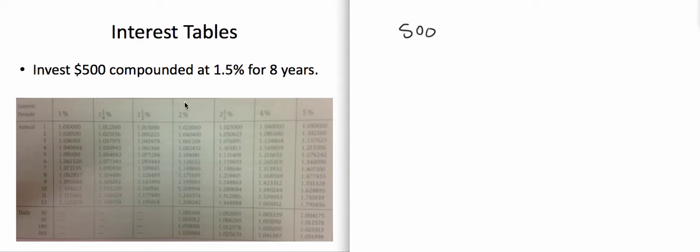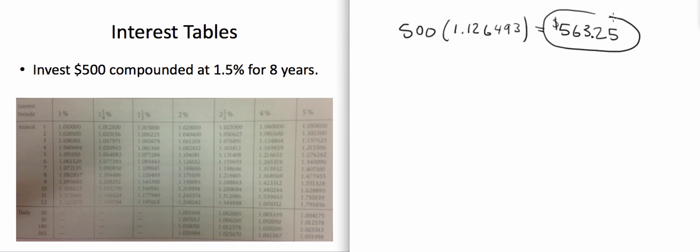So we're going to go to 8 years on our table. That's 1.126493. That's our decimal we're going to get, and we can see that right here, that's where we get that value, 1.126493. We just multiply those two things together, and that gives us an answer of $563.25. So we round to the nearest cent there, and that is our new amount after 8 years using our interest table.